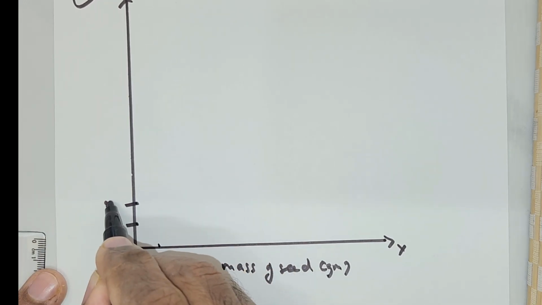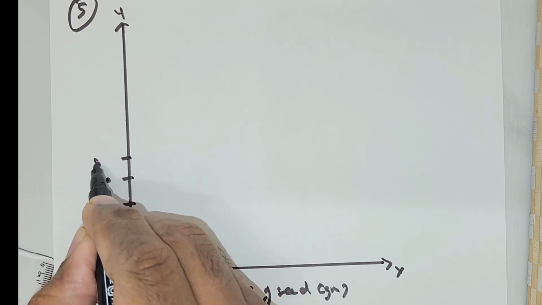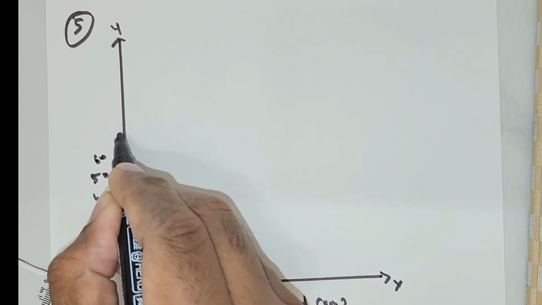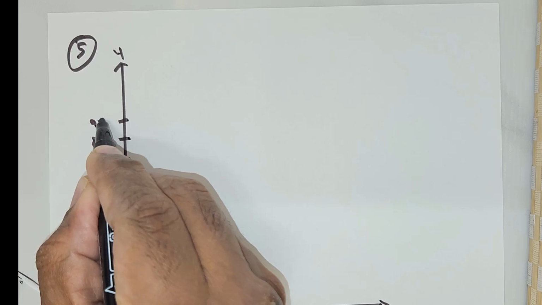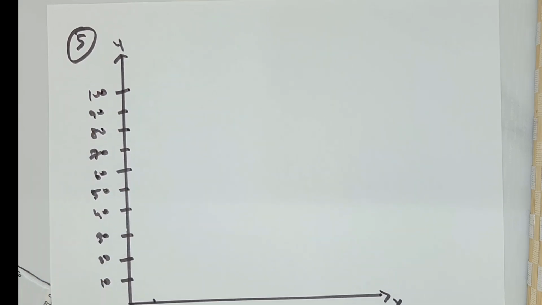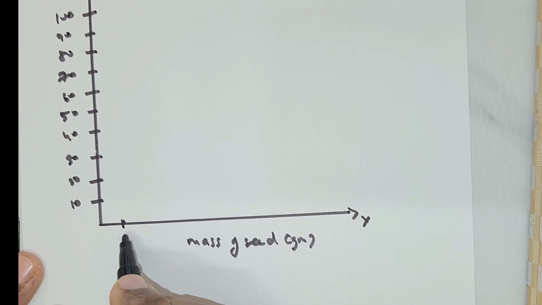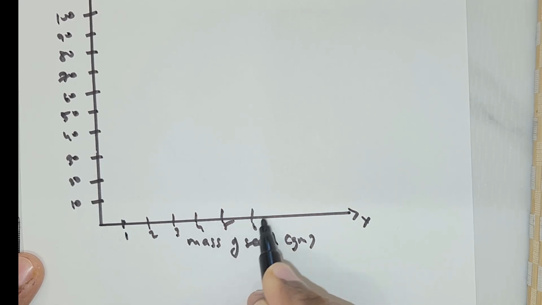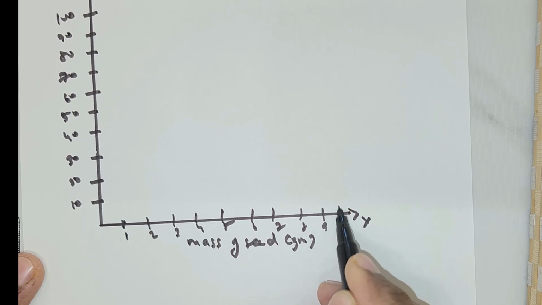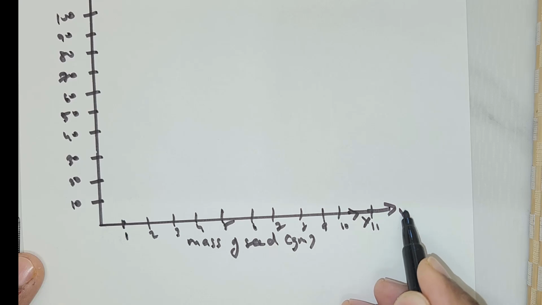So it's 10, 20, 30, 40, 50, 60, 70, 80, 90. 100 students are actually given this experiment. The measurement of the seed ranges from 1 gram to 3, 4, 5, 6, 7, 8, 9, 10 and 11.